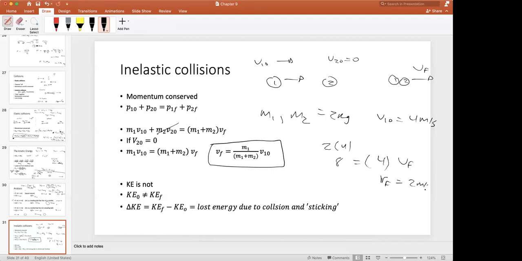meters per second, okay? But the kinetic energy was m1 v1 squared over 2. This is the initial kinetic energy, that is 2 times 4 squared over 2, or 16. The final kinetic energy is m1 plus m2 divided by 2 times v final squared. And this is 2 plus 2 is 4, so this is 2 times 2 squared, and this is 8. So the final kinetic energy is only 8 joules. The initial kinetic energy was 16 joules.